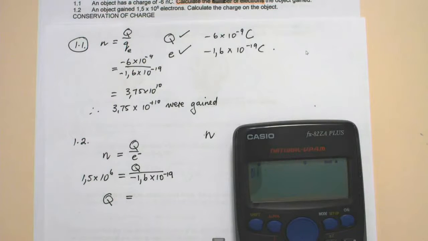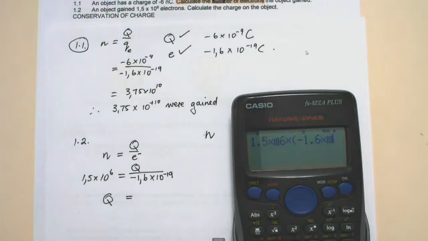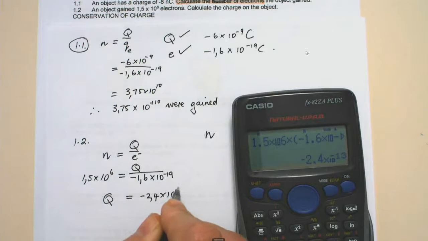So let's go for it. 1.5 multiplied by 10 to the power 6 multiplied by, let's use the brackets because there's a minus, -1,6 multiplied by, I shouldn't have put in a multiplication. Let's just delete that by pressing the delete button. Alright, there is now, to correct my times 10 to the power minus 19, close the brackets, equal. And I get an answer of negative 2,4 times 10 to the power minus 13.